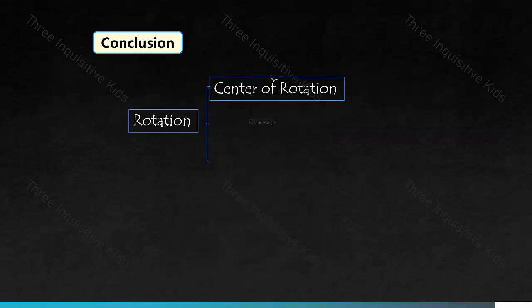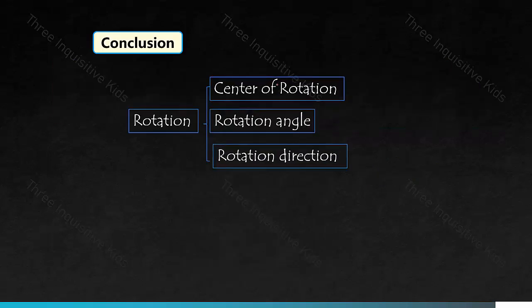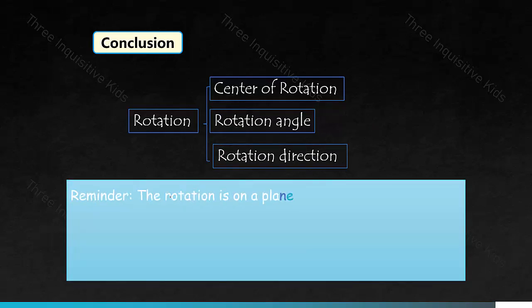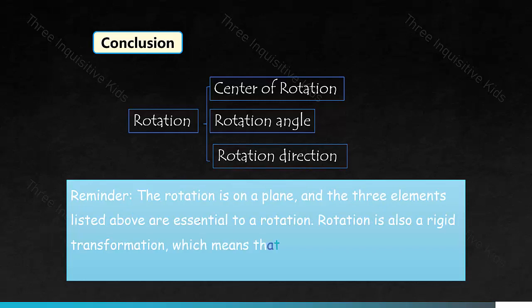Conclusion. So in rotation, we have the center of rotation, the rotation angle, and the rotation direction. The rotation is on a plane, and the three elements listed above are essential to making a full rotation. Rotation is also a rigid transformation, which means that the resulting figure is congruent to the original figure.